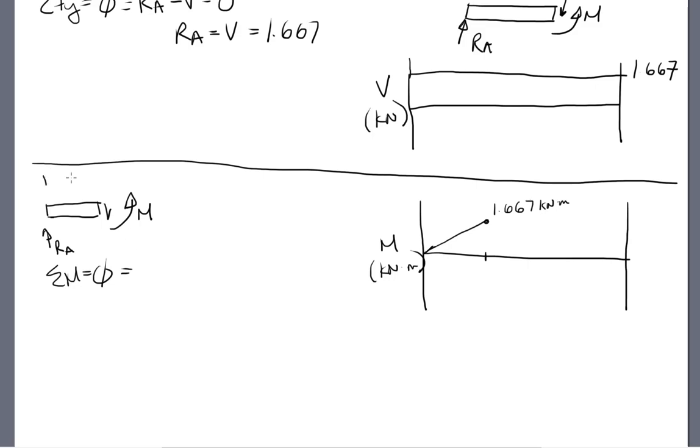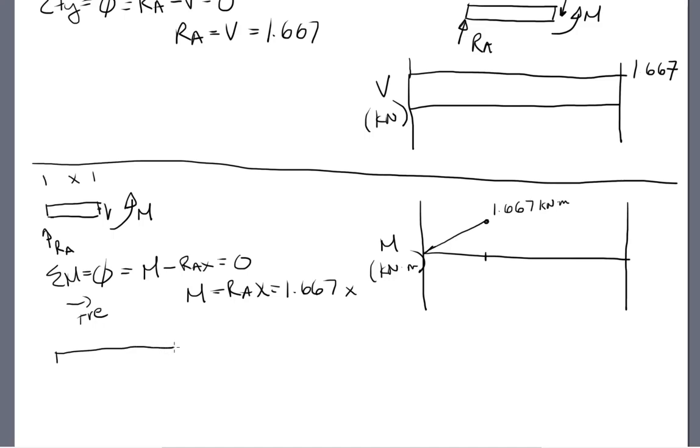If this is x, and you see I have an applied moment here, and this is positive, then taking moments about this point, M minus RAx equals 0, or M is equal to RAx, which is equal to 1.667 kilonewton meters times x, which is what we have here. But once we hit the applied moment, let's draw another free body diagram here, and now we're going to have the applied moment.